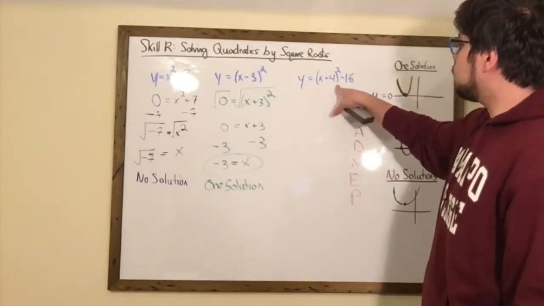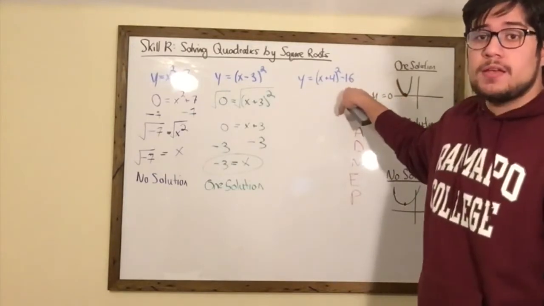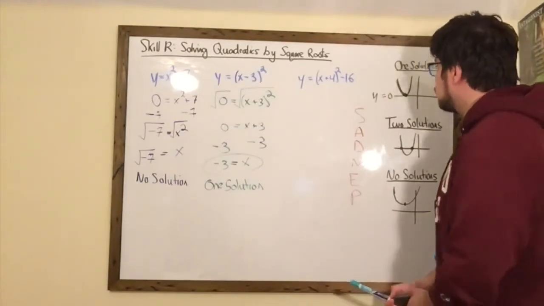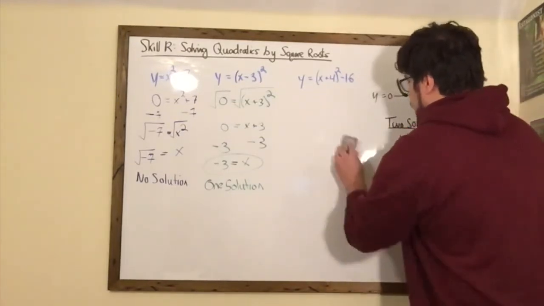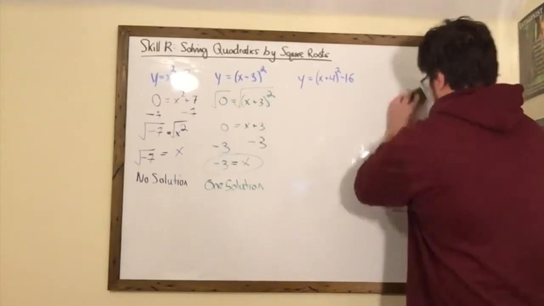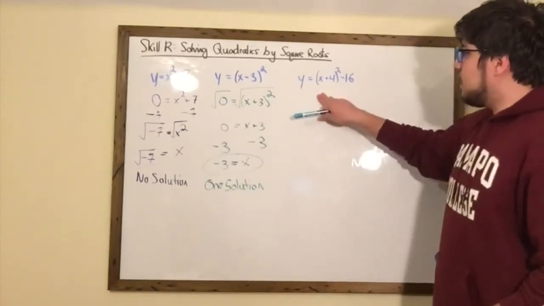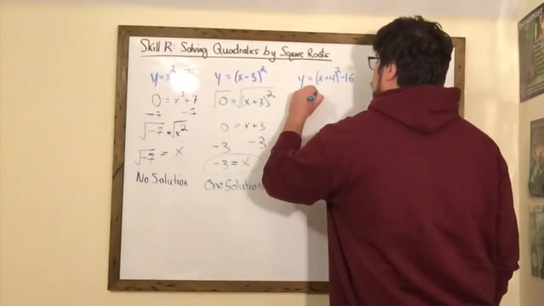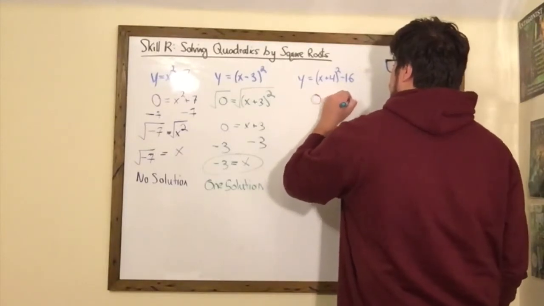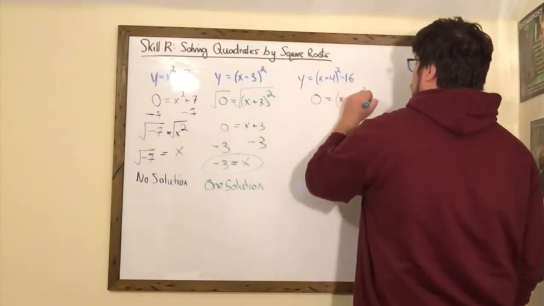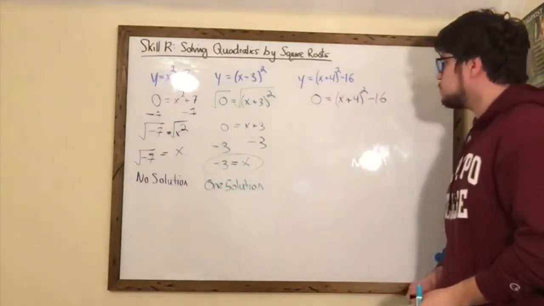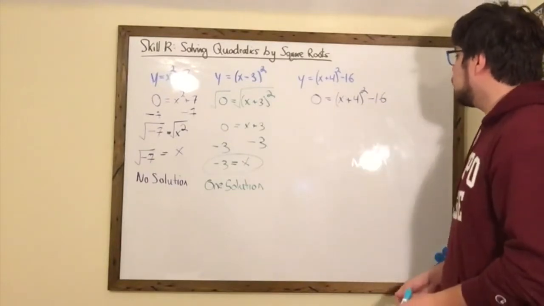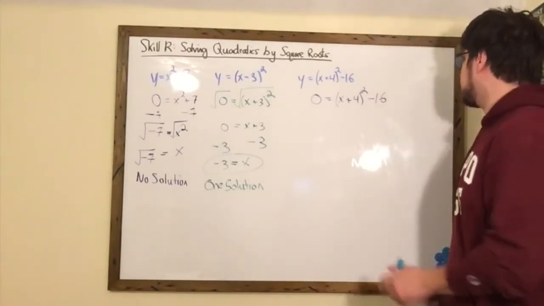Y equals x plus 4 squared minus 16. Okay? Again, I'm trying to solve for this, and maybe I'll give us some more room, so I will erase over here. And I want to solve for when y equals 0. So 0 equals x plus 4 squared minus 16. Okay. Again, I want to undo the steps, and I want to get x by itself. And again, I want to remember SADMAP.